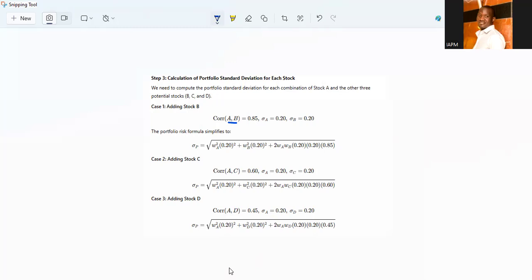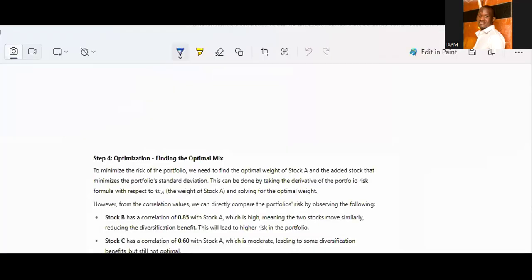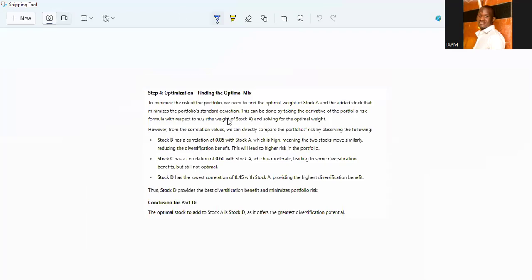Then our next step is that we need to optimize to find the optimal mix. Since we don't have figures there, just to justify your 8 marks, we can just give an explanation in the last step to say that to minimize the portfolio risk, we need to find the optimal weight of A.